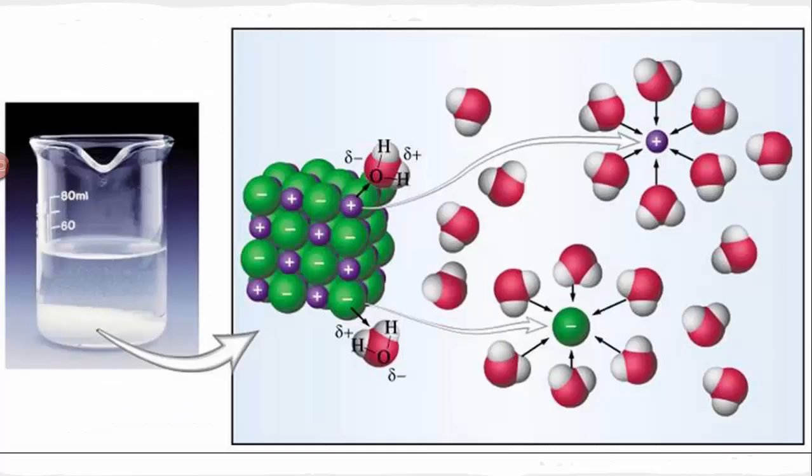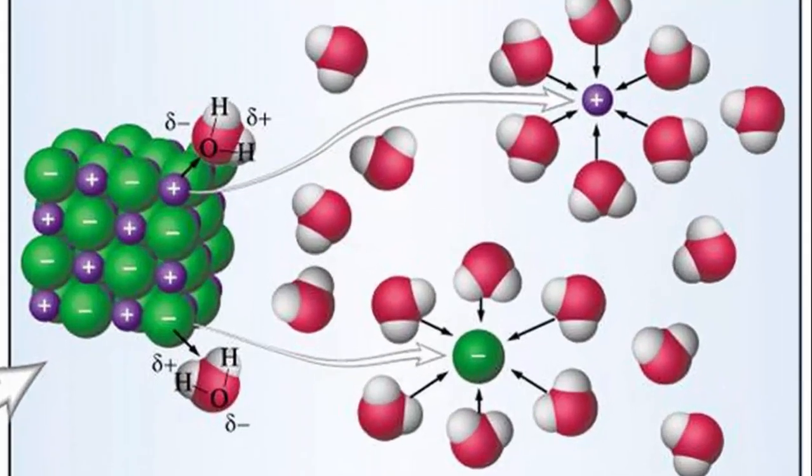This is a little schematic of what's actually happening here. Remember, water is a molecule that is polar. That means that it has a negative end where the oxygen is, and it has a positive end where the hydrogens are. And these little red and white molecule models are water molecules. The red is the oxygen and the white are the hydrogens.